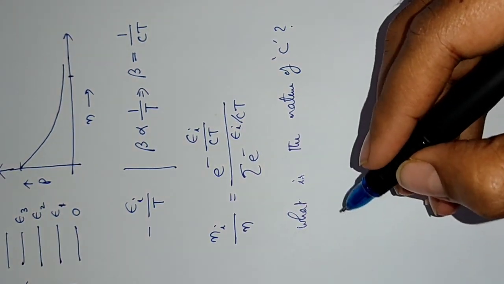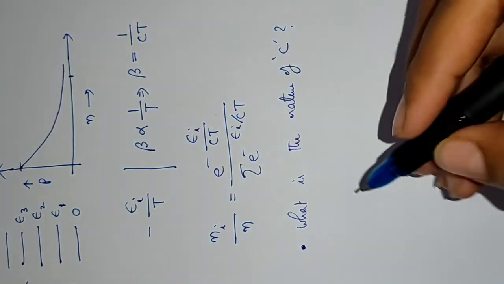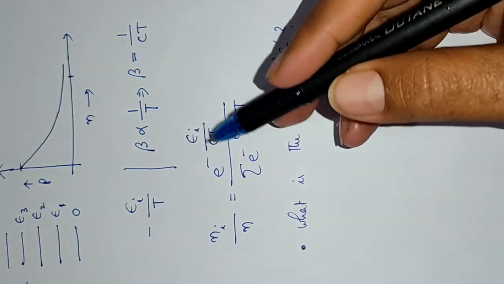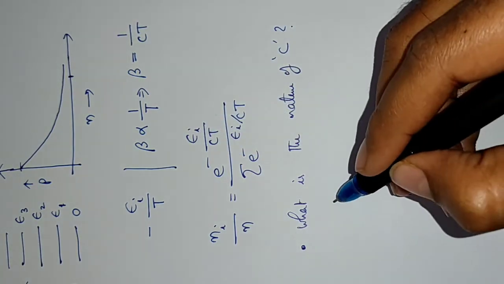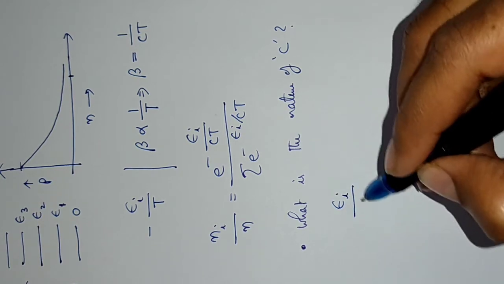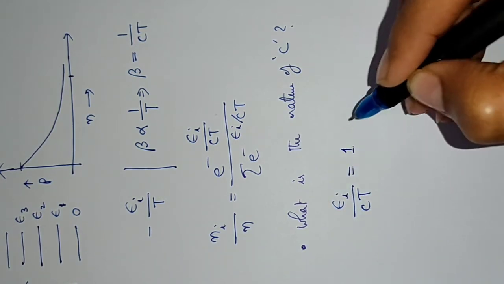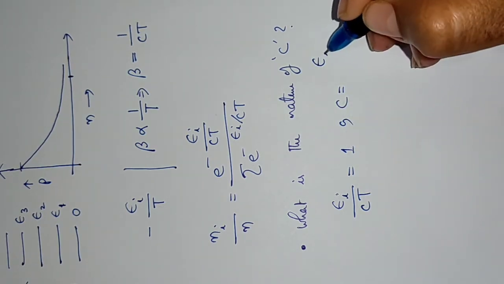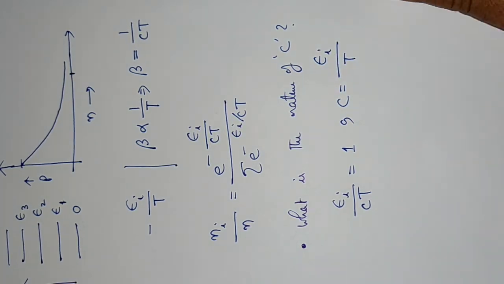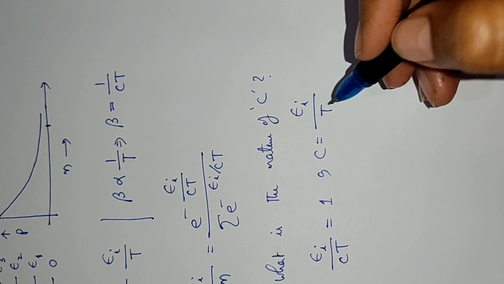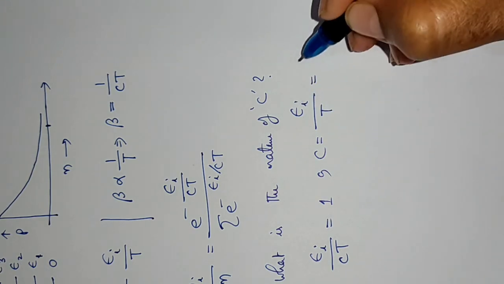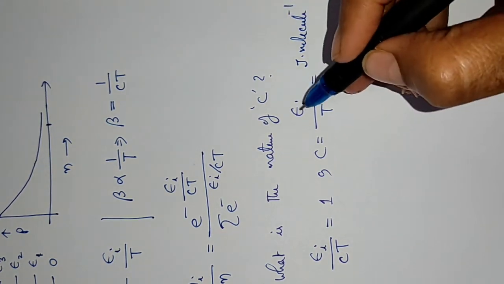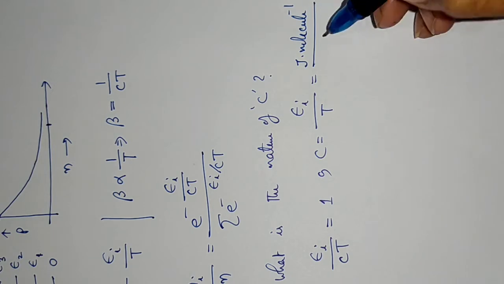So let us argue from the dimension. We know that exponential term is dimensionless. So within the parenthesis what we will get for an exponential, it will be dimensionless. So epsilon by CT will have no unit. So C will be epsilon upon T in terms of unit. Now we put the unit of energy, so it will be joule per molecule. It is energy of the ith level, and it is Kelvin.